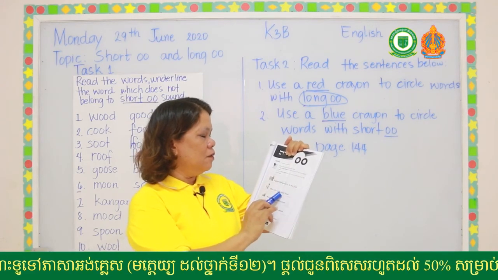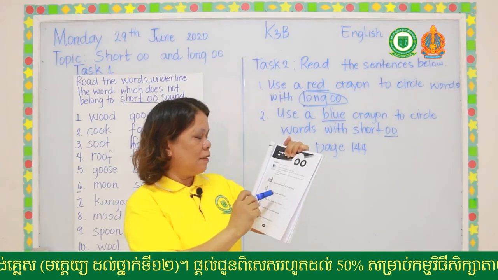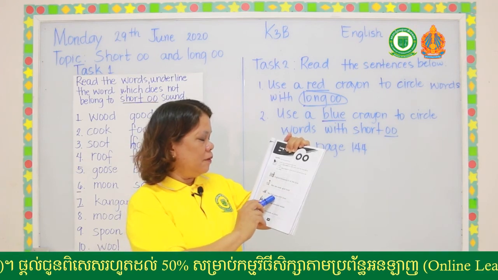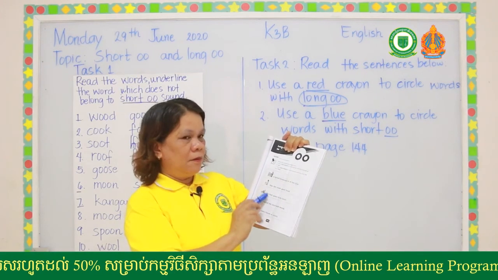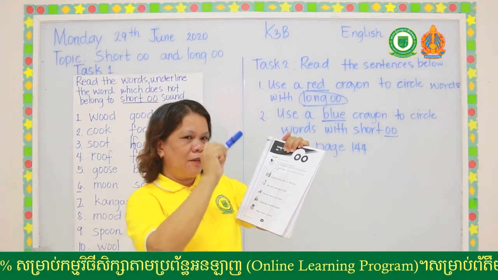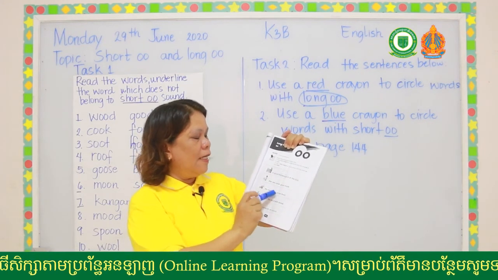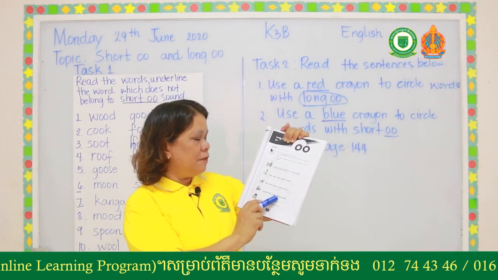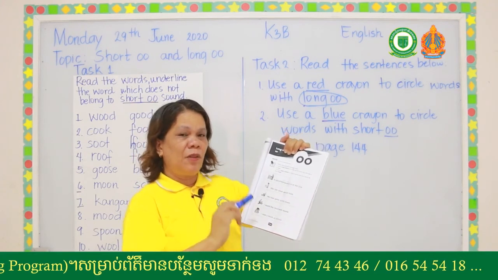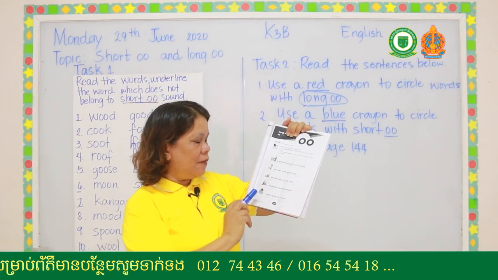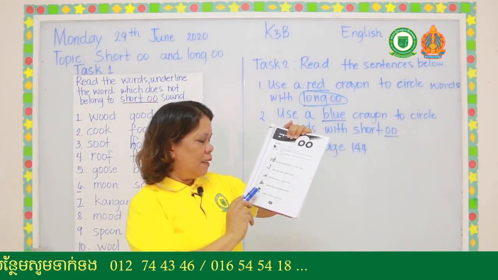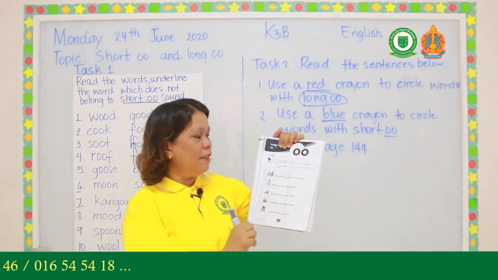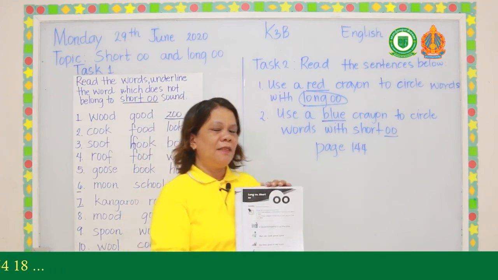She can cook good food. Okay, which one is long sound and short sound? My foot goes in my boot. Foot is short, so you're going to use blue crayon. And boot, you're going to use red crayon. I built the roof with wood. Which one is red, which one is blue? And number 5, I read a book at the school. Which one is long, which one is short? So you're going to use red and blue crayons.